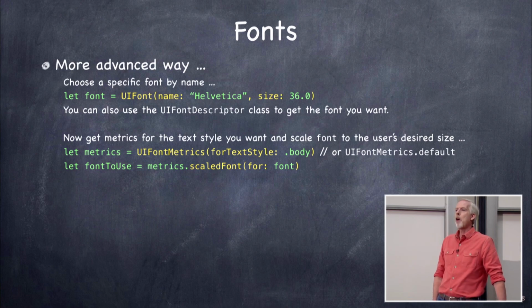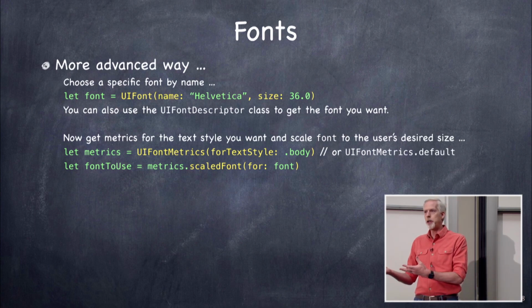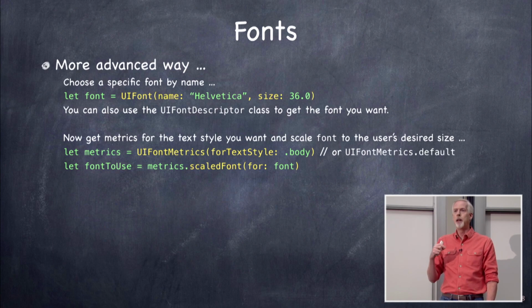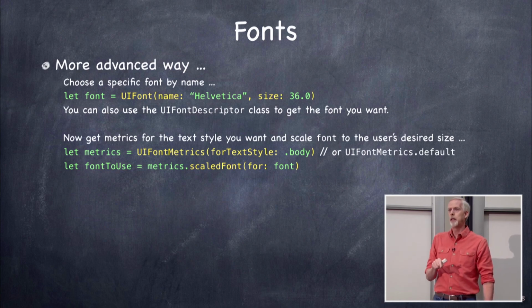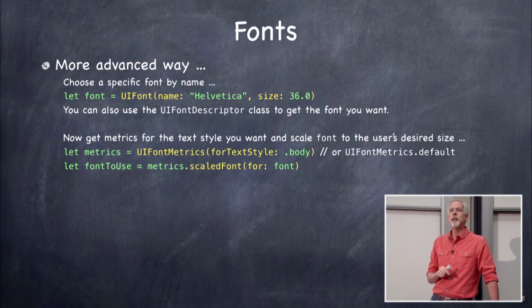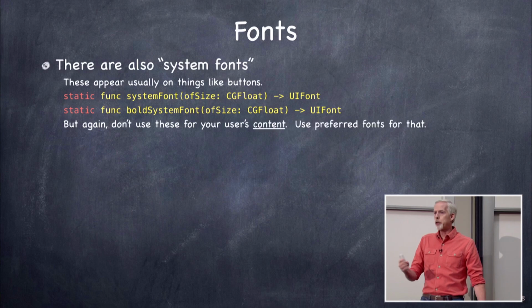And the way you do that is with font metrics. So you create a UIFontMetrics object for the text style: body, footnote, caption, whatever. And then it has a very cool method called scaledFont. You give it a font like Helvetica 36, and it will give you back a new font, Helvetica 42 maybe, that's scaled based on what the user said. Don't skip this step. Otherwise, if you use a custom font, when people move that slider, your app's not going to work, and people are going to be like, I hate that app, I can't see any of the text and it's too small.